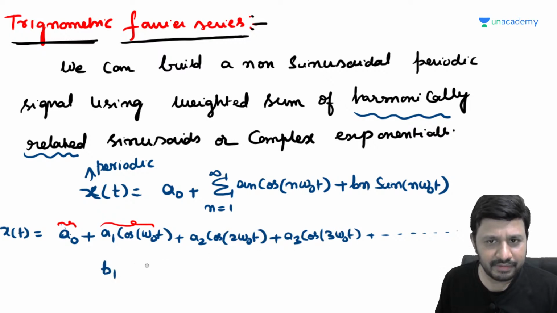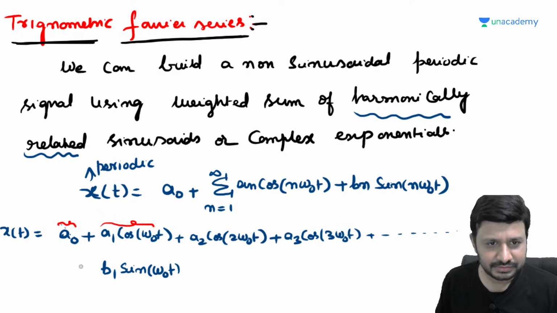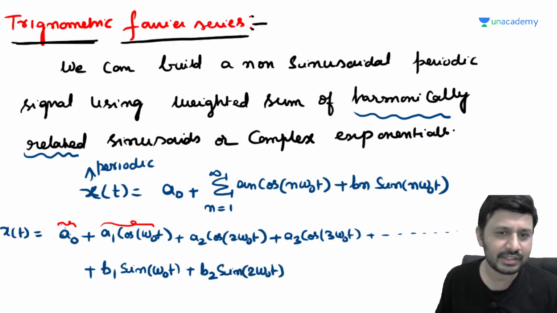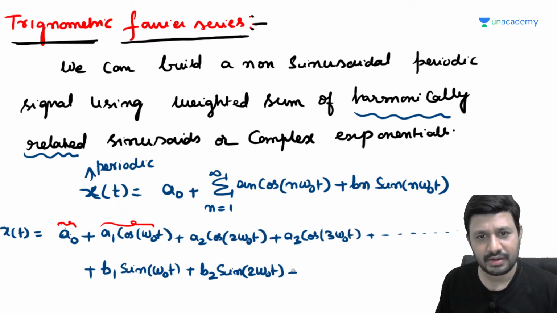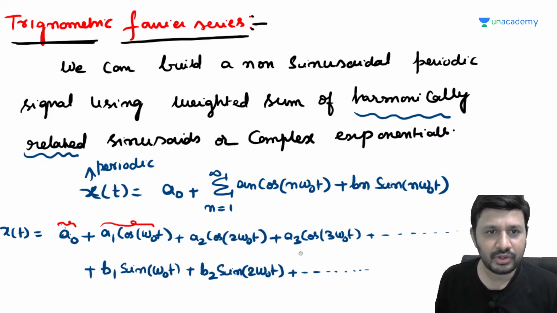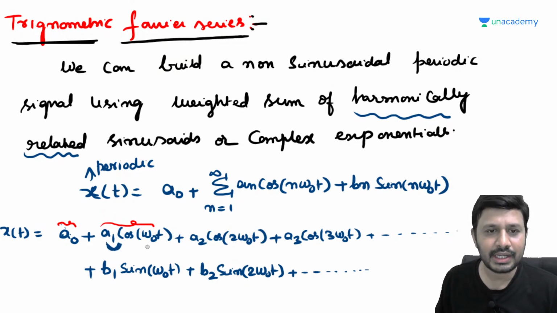So on, plus B1 sin omega naught t. This B1 sin omega naught t is orthogonal with the rest of the terms in the expansion. Plus B2 sin 2 omega naught t, which is also orthogonal with the rest of the terms. Plus so on up to Bn sin n omega naught t. So we can build a non-sinusoidal periodic signal using a weighted sum, where weighted means multiplied, of harmonically related sinusoids or complex exponentials.